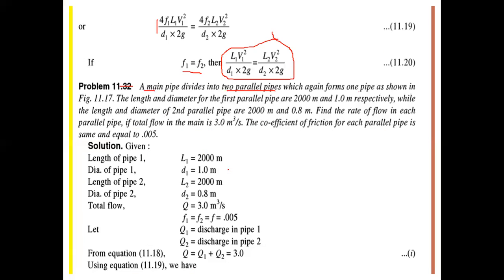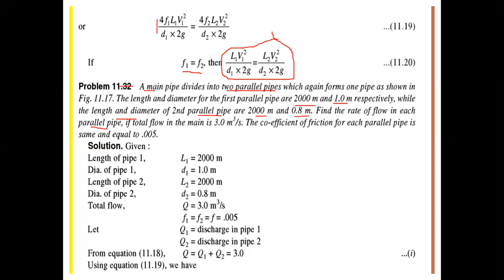The length and the diameter of the first parallel pipe are 2000 meters and 1 meter respectively. So the length of the first parallel pipe is 2000 meters, diameter is 1 meter. While the length and diameter of the second parallel pipe are 2000 meters and 0.8 meter. Find the rate of flow in each parallel pipe.